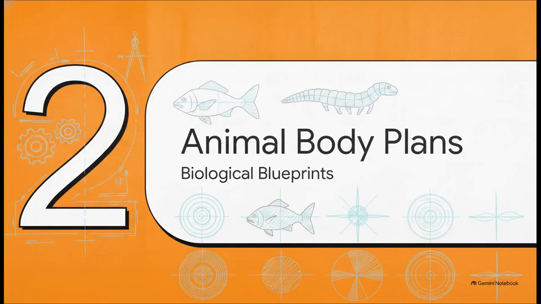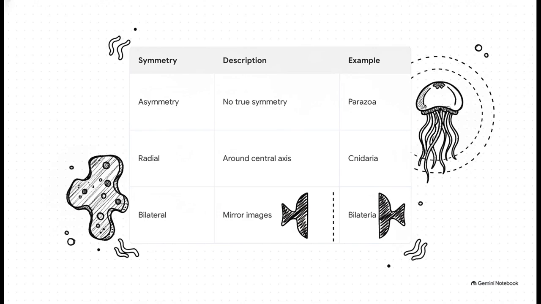Moving right along, Section 2, Blueprints, specifically animal body plans. You know, just like a building needs a solid foundational layout, animals have structural organizations that dictate how they interact with their environment. At the very basic level of classification, true animals can be largely divided into three groups based on their body symmetry. First up, we have asymmetry. This literally means there's no true symmetry at all. It's seen in modern clades like the Parazoa, which includes sponges.